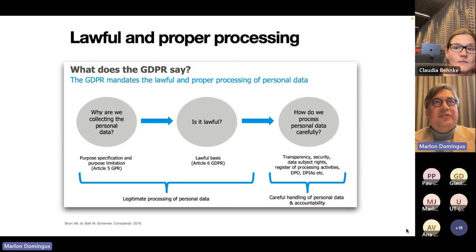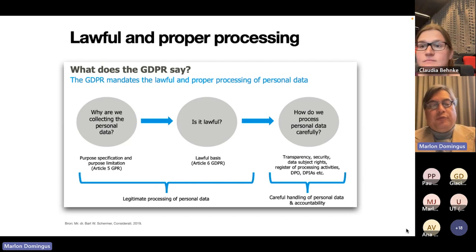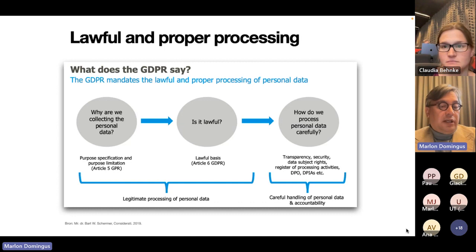I'm going to speed up a bit. So again, a different view on what the GDPR actually is. Because we've looked at these principles, but these principles basically say, okay, what is the purpose? Like I mentioned, this is from Bart Schermer. He's now professor, but this was from 2019 when he was not yet.